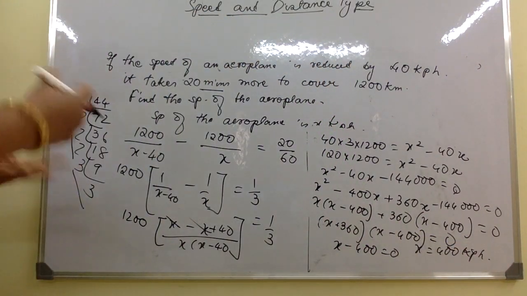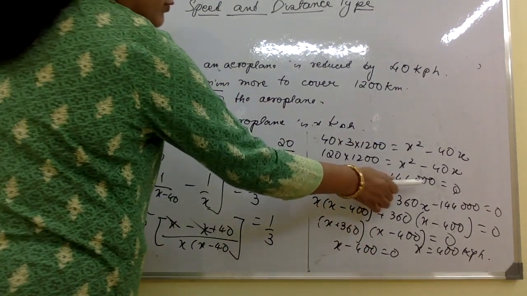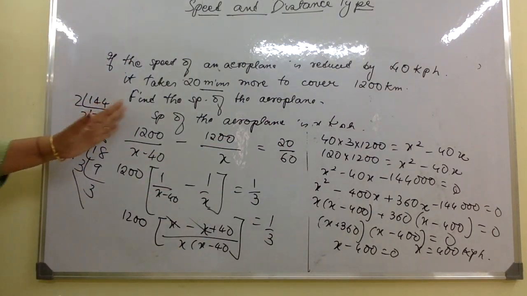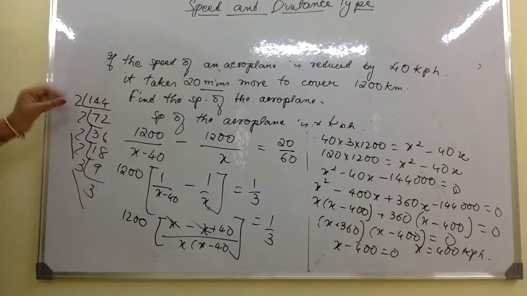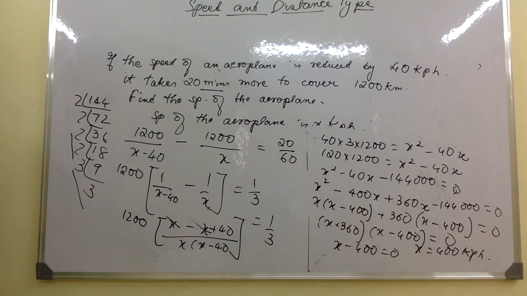Here you will find difficulty finding factors. So why don't you do prime factorization? You don't have to take the zeros and waste time. Take only 144, do prime factorization, try out the different combinations and get your correct combination.